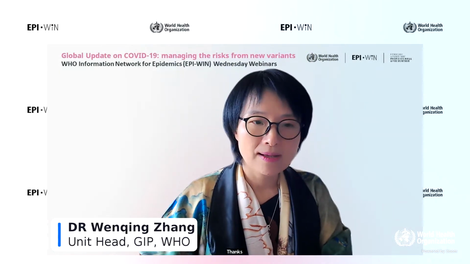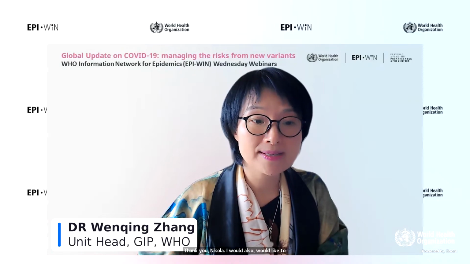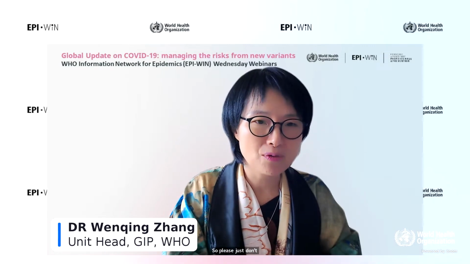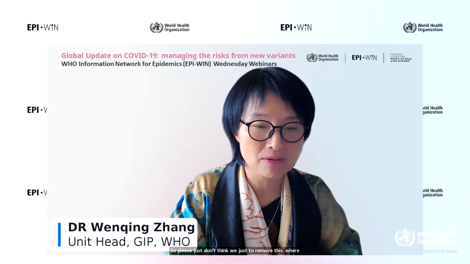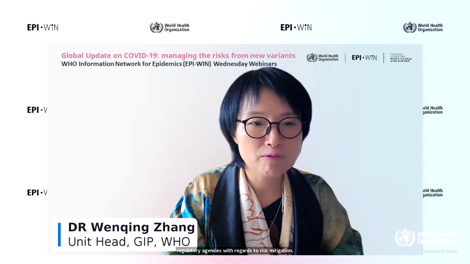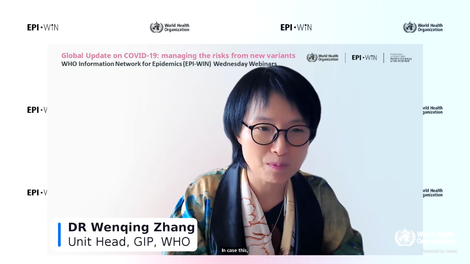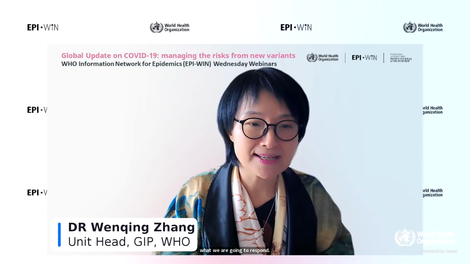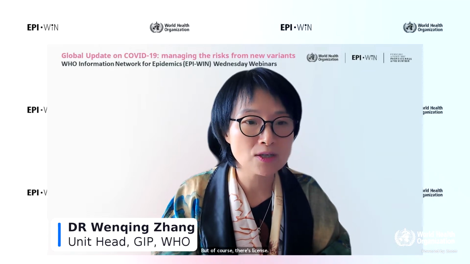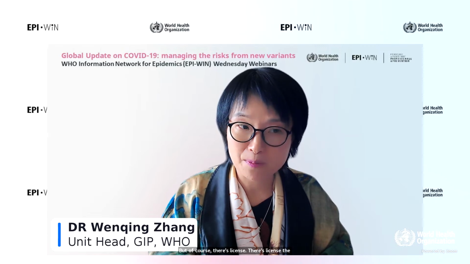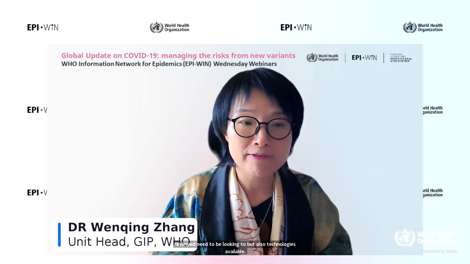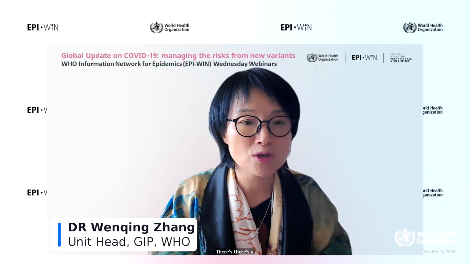I would also like to add about the Yamagata issue, about the risk mitigation measures. So please don't think we just remove these. We are working very closely with manufacturers and regulatory agencies with regards to risk mitigation, in case this flu B Yamagata comes back and causes an outbreak, and what we are going to respond. Of course, there are licensed vaccines available, although the license needs to be reviewed and looked into, but there are also technologies available. It could be monovalent, like in 2009, when monovalent pandemic vaccines were produced rapidly.